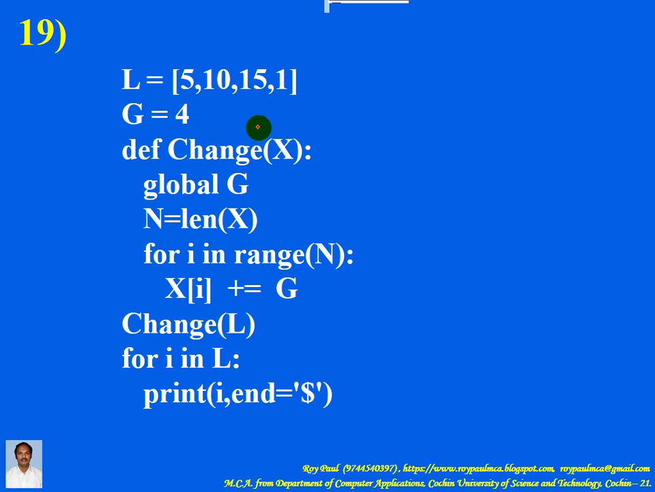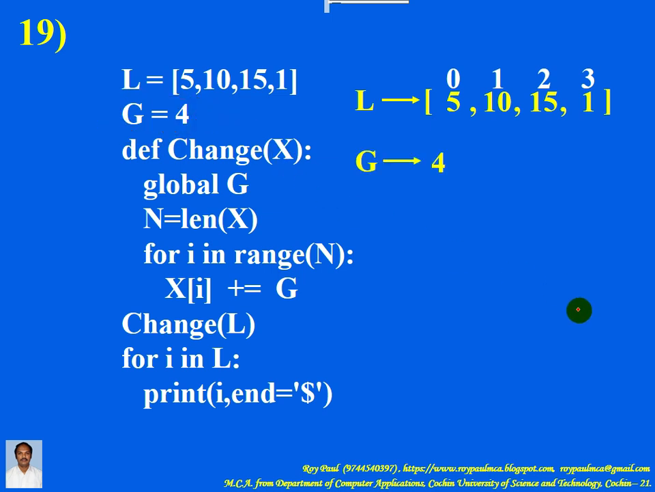Question number 19. Another output type of question. So step 1. Memory should be allocated for the global variables. So this is a global variable. You need to allocate memory for L. And here you can write down the indices. Now this is another global variable. Memory can be allocated.